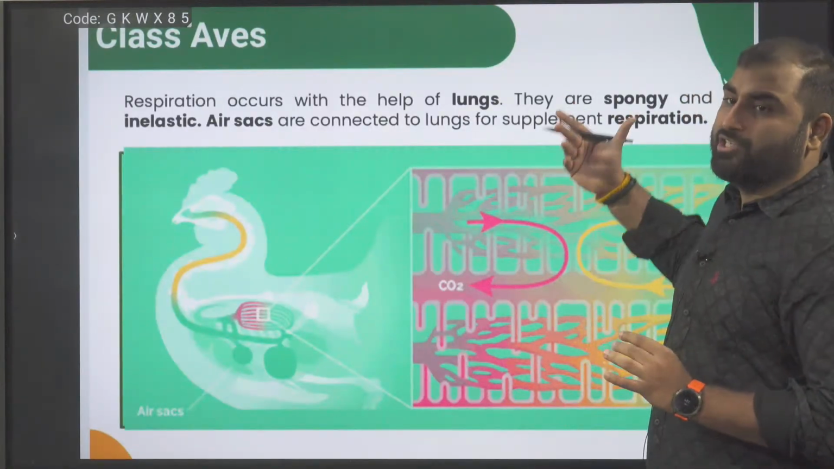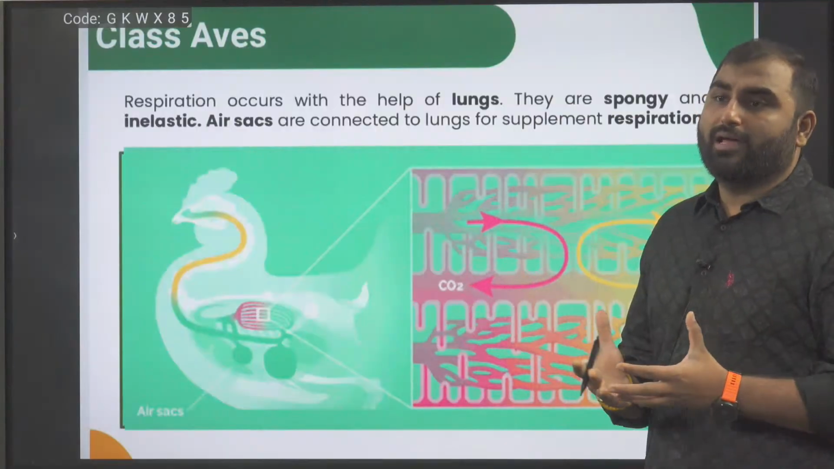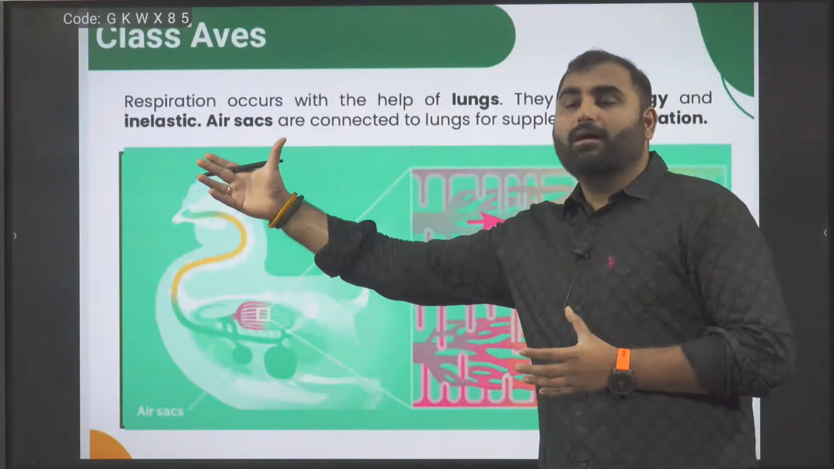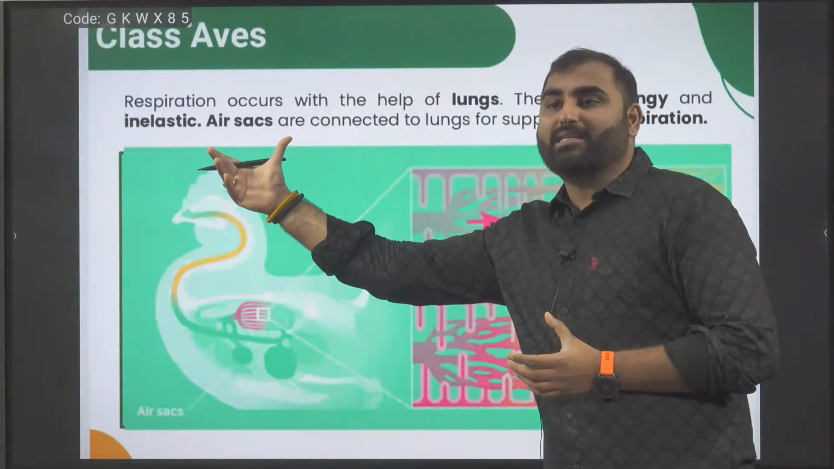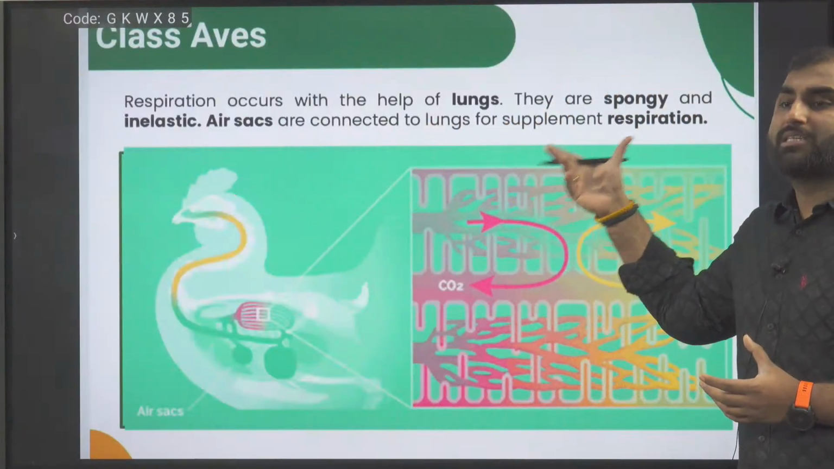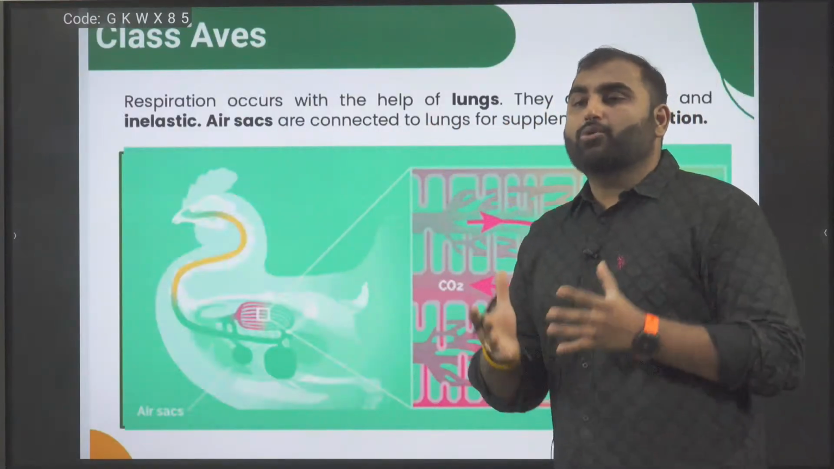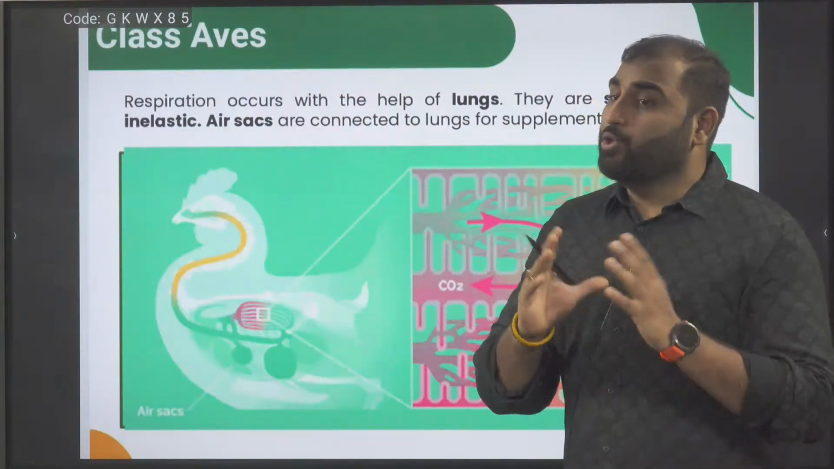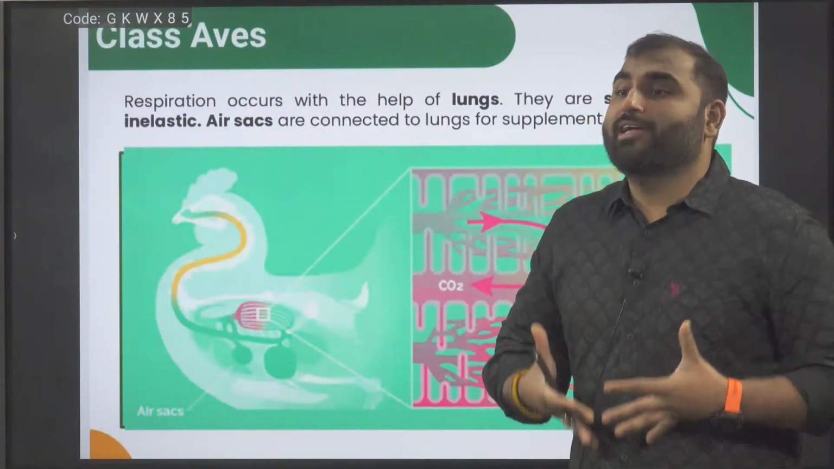So lungs are spongy in nature, but obviously alveoli are there. It is a little inelastic. Along with their lungs, they have air sacs. Air sacs are also connected to lungs, which supplement the respiration. Air sacs have a dual function. They also make the body light.